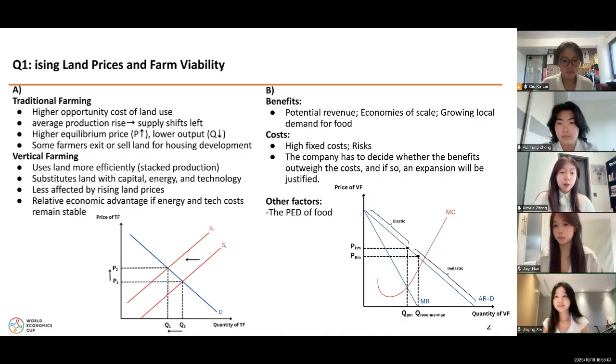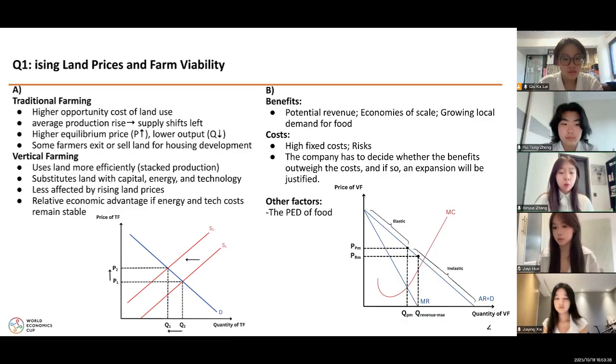A vertical farming company must weigh the benefits and costs of expansion to determine whether increasing output is economically viable. Potential benefits include higher revenue from greater output up to the profit maximizing quantity at QPM, economies of scale that lower average costs as output expands, and the ability to meet growing local demand for food. However, expansion also involves high fixed costs for new buildings and lighting, variable costs for labor and energy, and risks related to branding, permits, food safety, and financial exposure if prices or demand fall.